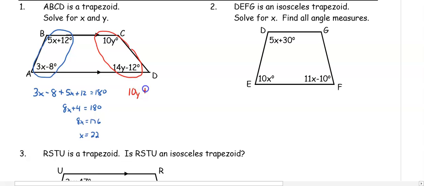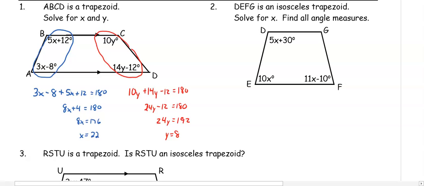So we have 10y plus 14y minus 12 is equal to 180. We can combine our y's together, and we get 24y minus 12 is equal to 180. Add 12 to both sides, 24y is equal to 192. When we divide, y is 8.